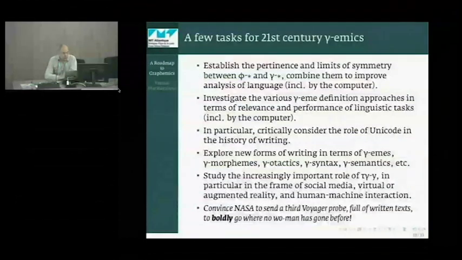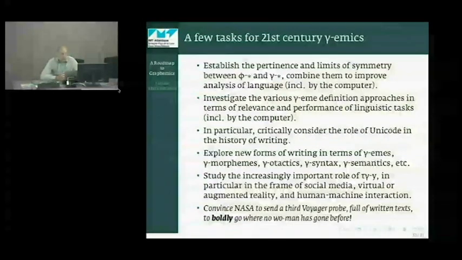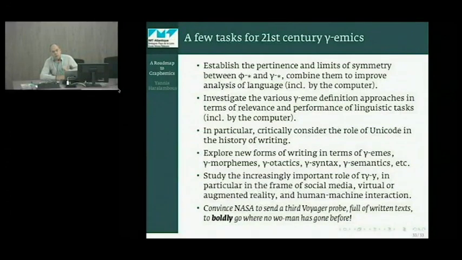So I will skip this, and my last slide is a roadmap, some things which I list as a list of tasks for graphemics in the 21st century. Establish the limits of the symmetry. Is there a symmetry and how far does it go? Investigate the different grapheme definition approaches. Consider critically the role of Unicode in the history of writing. Explore new forms in writing, but always with this graphelinguistics or grapholinguistics approach.